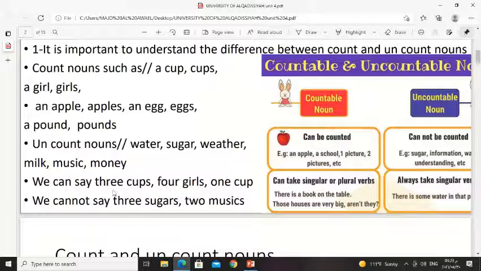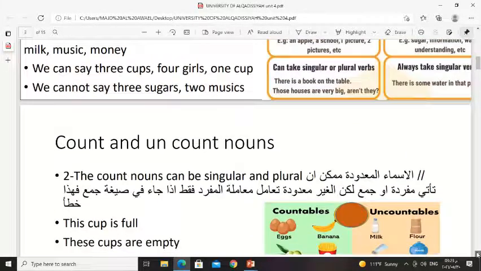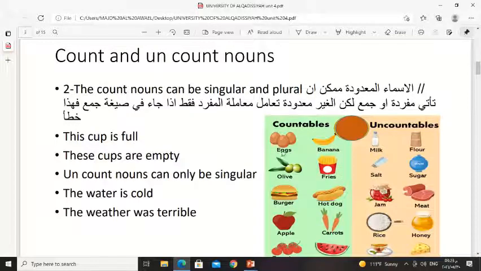We can say 3 cups, 4 girls, 1 cup. We cannot say 3 sugars, 3 waters. It is wrong. You should give attention, please. Count and uncount nouns: the count nouns can be singular and plural.